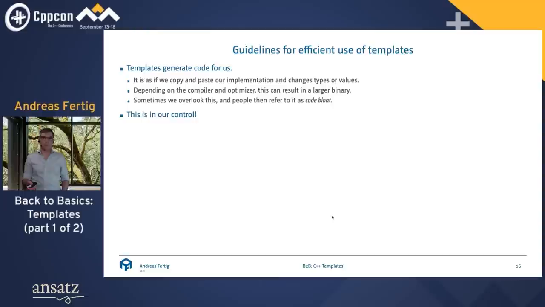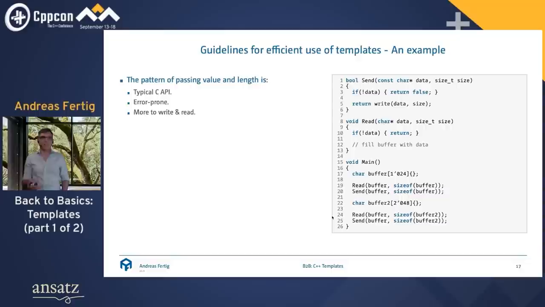But essentially, it's the same as we could have done it by ourselves. And we probably would have without templates, because we need the types, right? This is in our control. We can control this. And here's an example. This is an example of passing value and the length. So it's typical C or POSIX API, if you like.